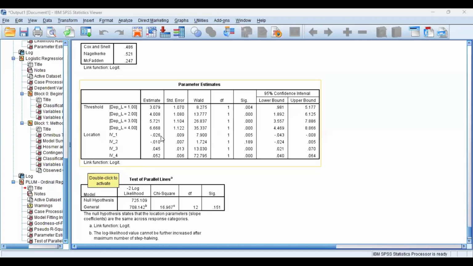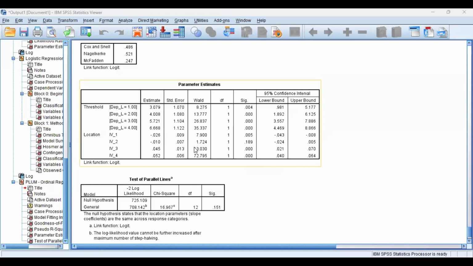Estimate here means the standardized coefficient for each of your variables, a standard error, and you use Wald for checking the significance of each of your coefficients alongside with the significance. But unlike the binary logistic regression, you don't have odds ratio anymore here. So you just report your main coefficients, Wald, and significance. And interpretation is still similar, but has some more nuances compared to binary logistic regression.